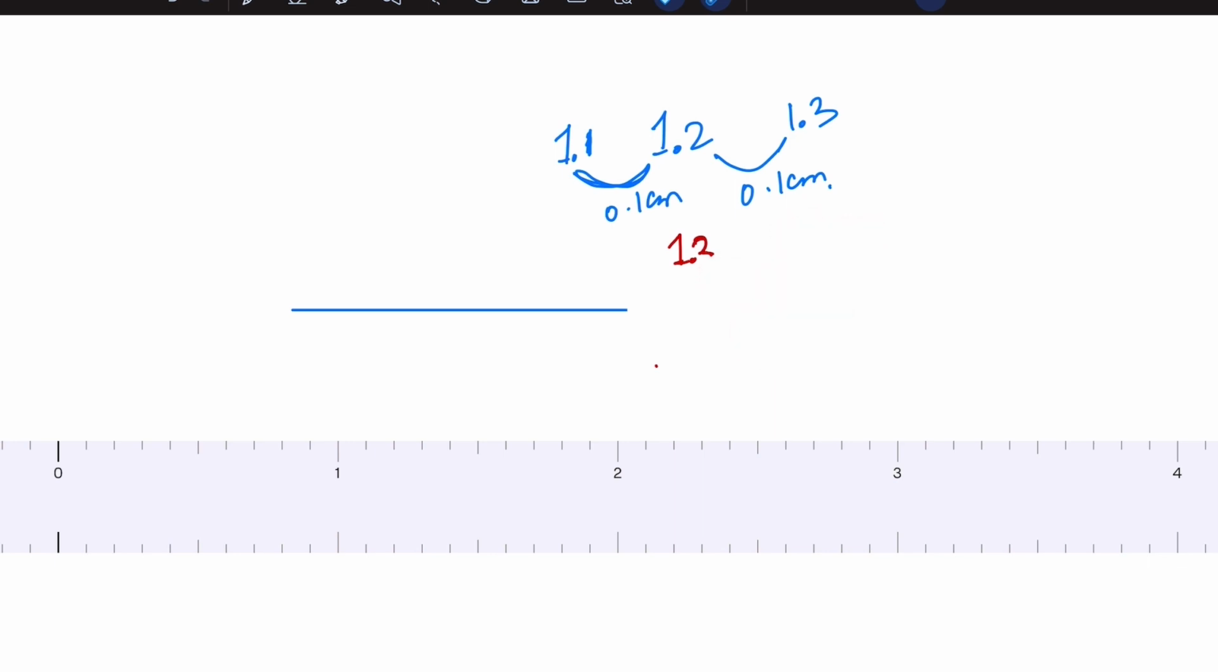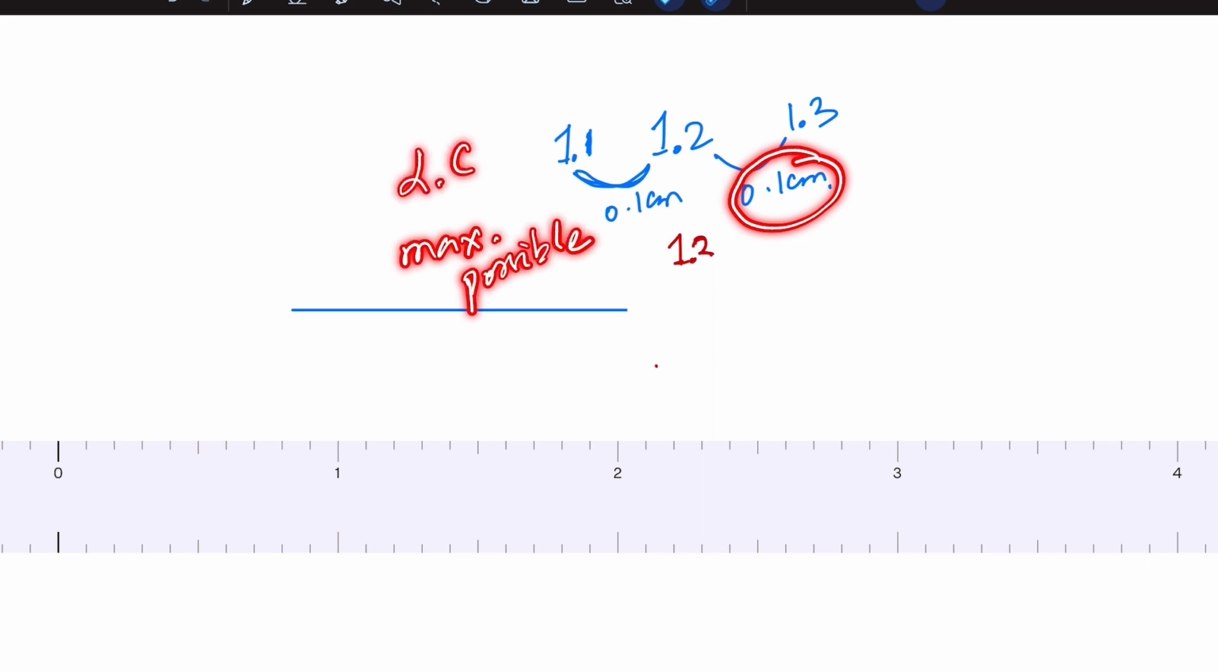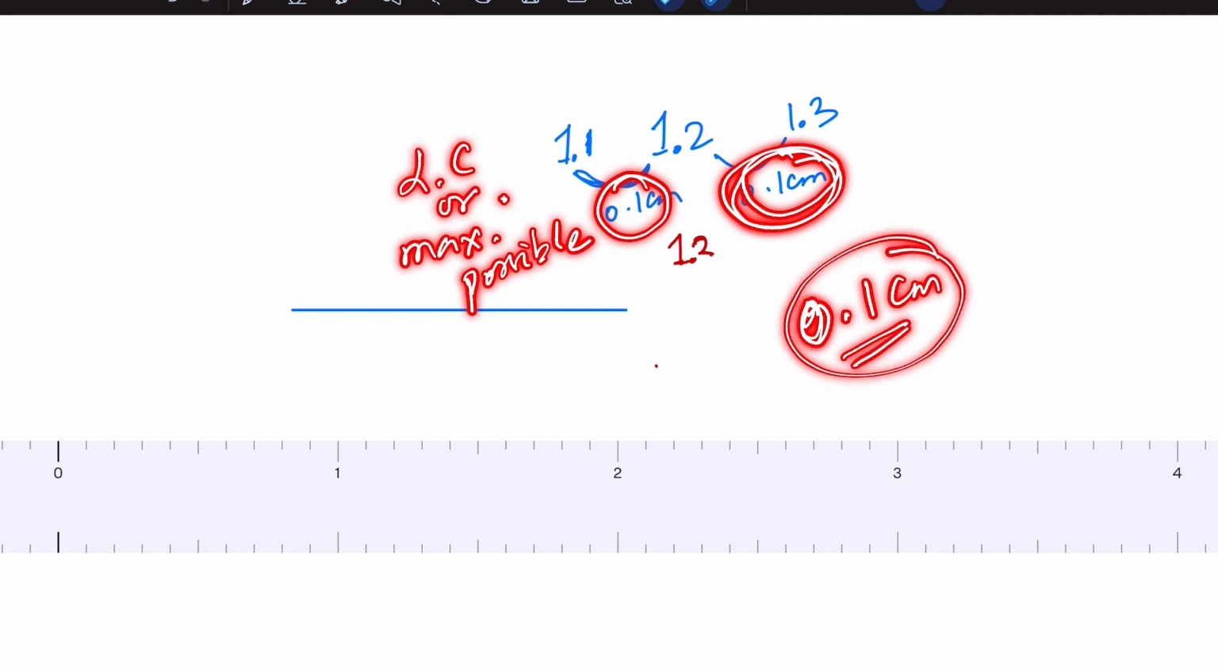Why is it not the maximum possible error? The least count is 0.1 centimeter, but the maximum possible error you got is 0.7. That's a huge problem. Something is wrong with you.